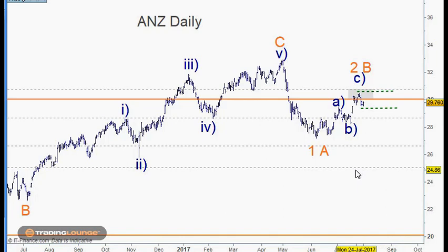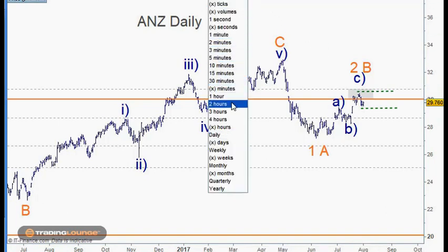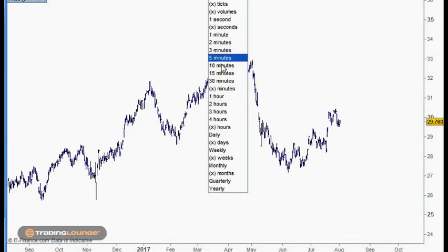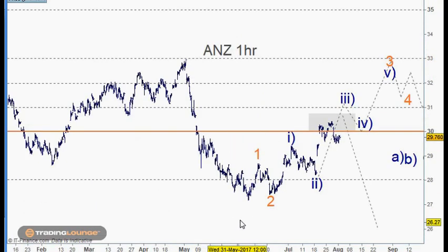But we're in a situation now where this move up here, I've got it counted as an A and a B and a C, but it also can be counted in a very bullish manner as well. So I thought I had it on the 2-hour chart, maybe the 1-hour chart. Yes, 1 and 2 here, 1 and 2. So it's basically a building process through here to go up higher.